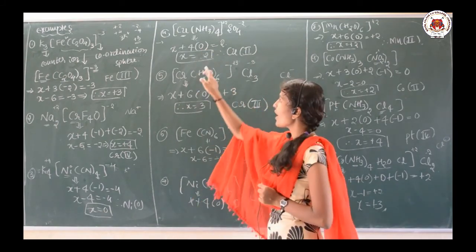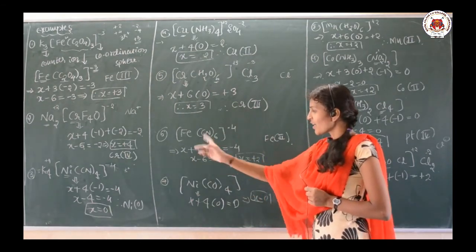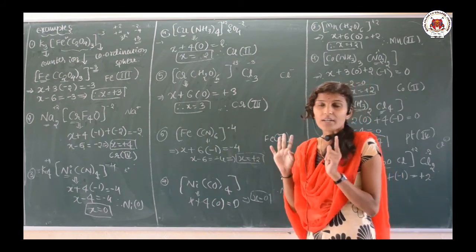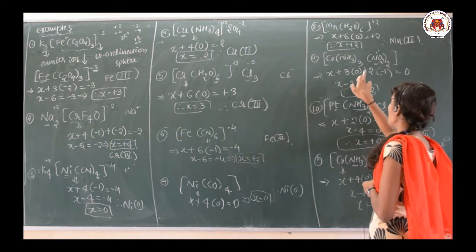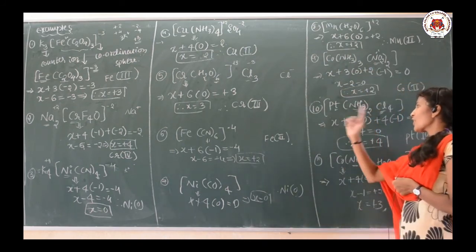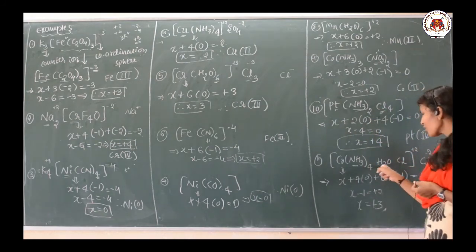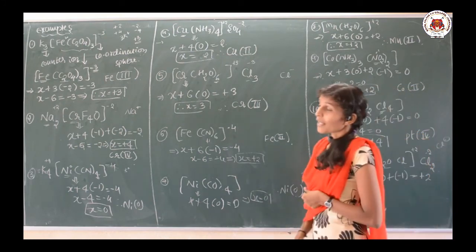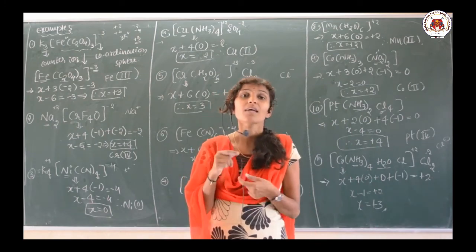If H2O is there, you should take the value as 0. If CN is there, again the same thing, you should take -1. If CO is there, you can take 0. If H2O again 0, NH3 means 0, NO2 is -1, and then again here NH3 0, Cl is -1, NH3 0, H2O 0, Cl is -1. So, like this we can find out the oxidation number of the central metal atom.